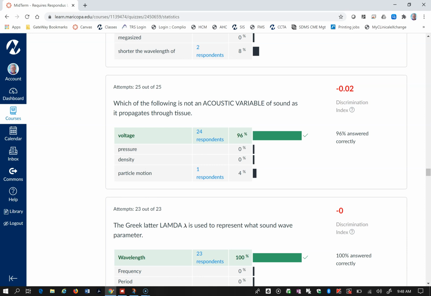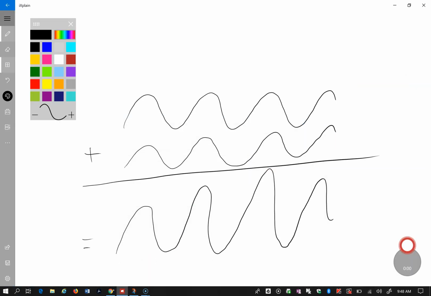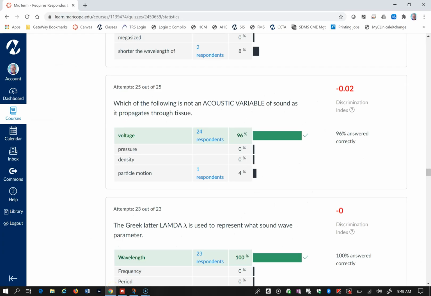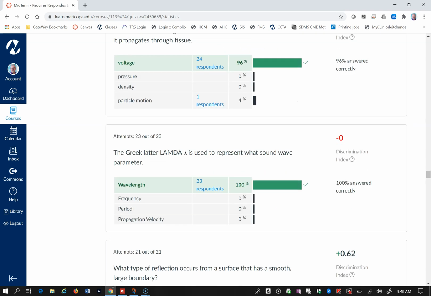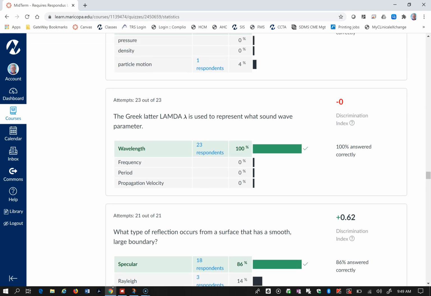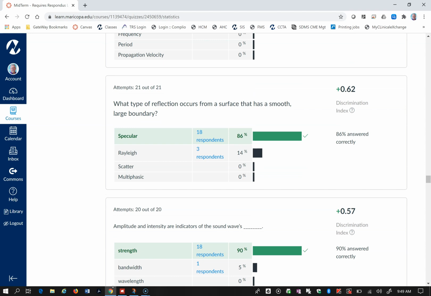Which of the following is not an acoustic variable of sound as it propagates through tissue? Voltage has nothing to do with the acoustic variables. Pressure, density, and particle motion were the ones that we defined as acoustic variables. The Greek letter lambda is used to represent what sound wave parameter? That is used for wavelength. What type of reflection occurs from a surface that has a smooth, large boundary? This is describing a specular reflection, or mirror-like reflection.